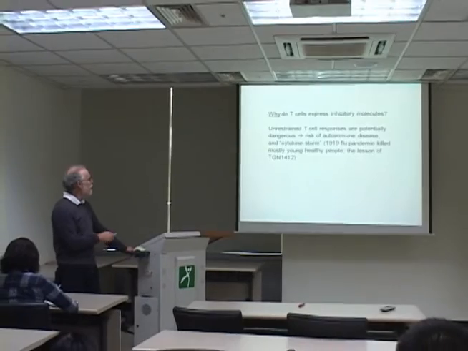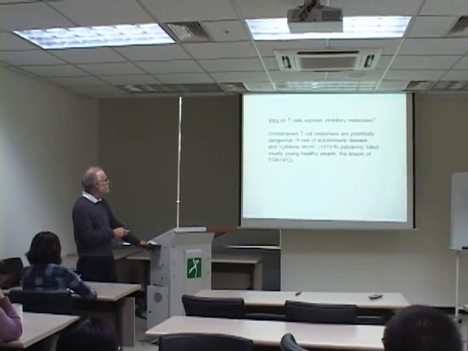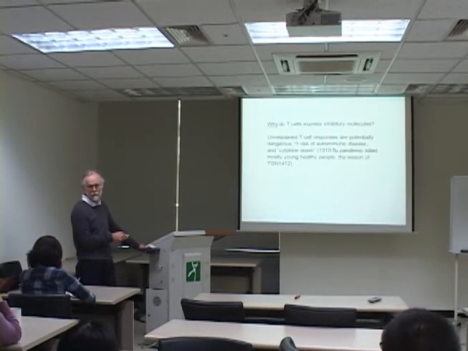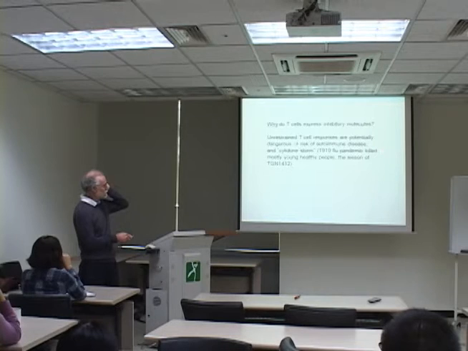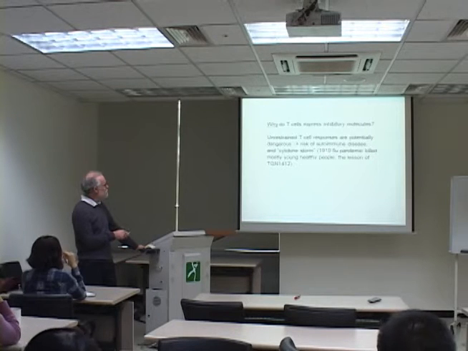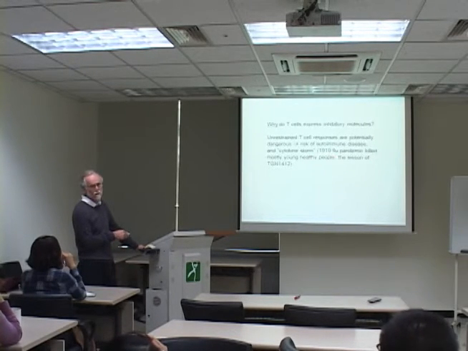And that's illustrated by the 1919 flu pandemic. And that killed far more people than died in the First World War. There's some estimates that it killed in the order of 50 to 100 million people throughout the world. And the thing about this pandemic is that it killed mostly young, healthy people. Not the old and the young, but healthy people.